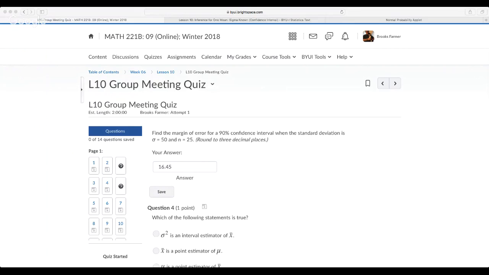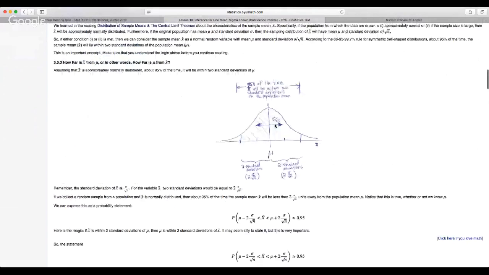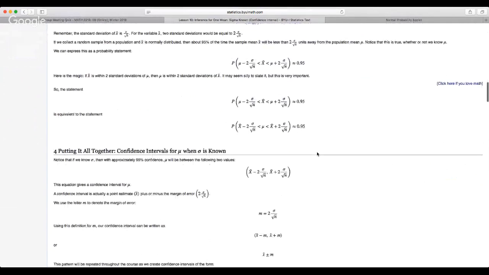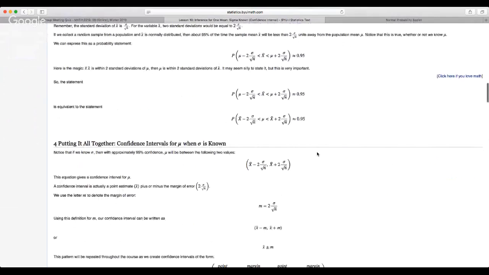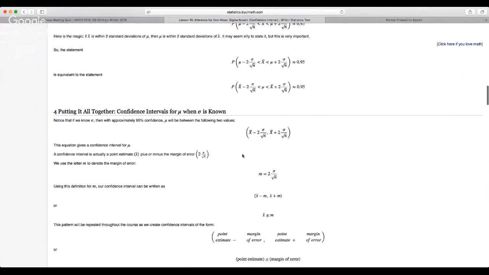Look, this is the formula here. So let me see if I can pull it up in the textbook. I have it up right here. All right. So here's the formula for the margin of error. The 2 is representative of the z-score, and sigma over the square root of n. That's the margin of error. That makes sense? Okay, yeah. I did the wrong formula.